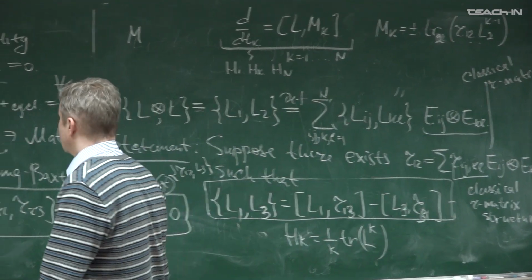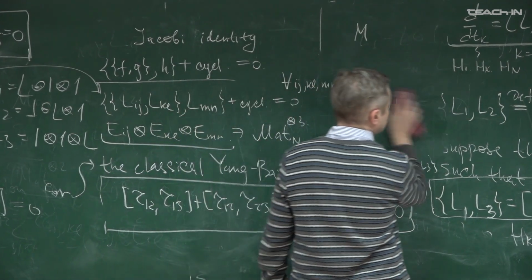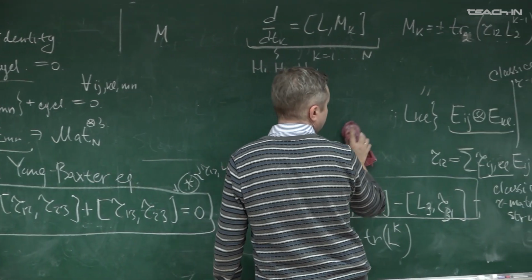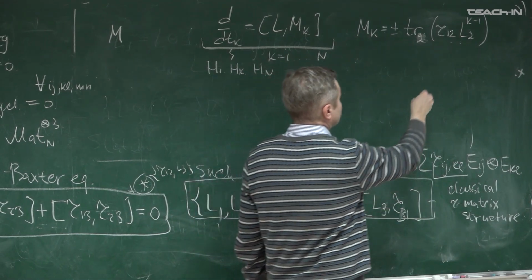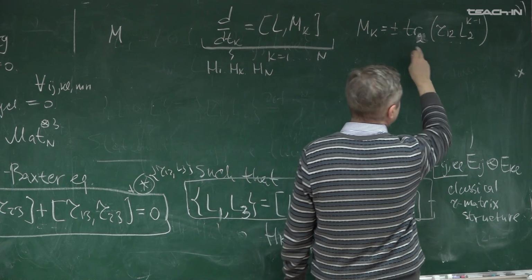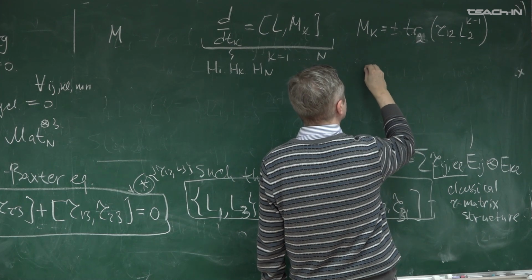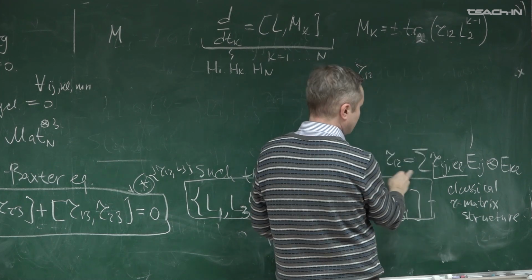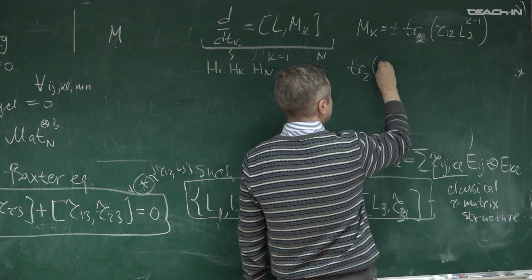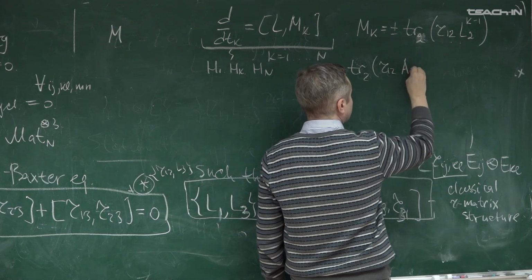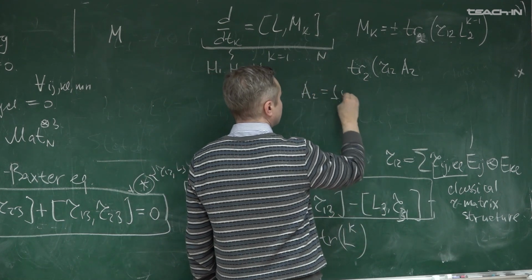So what does it mean? Let me also explain it. What does it mean? How to compute this? This is a trace over the second tensor component, yes? For example, if we have this R12, how to compute the trace over the second tensor component of R12 with some matrix A2. What is A2? A2 is 1 by A.